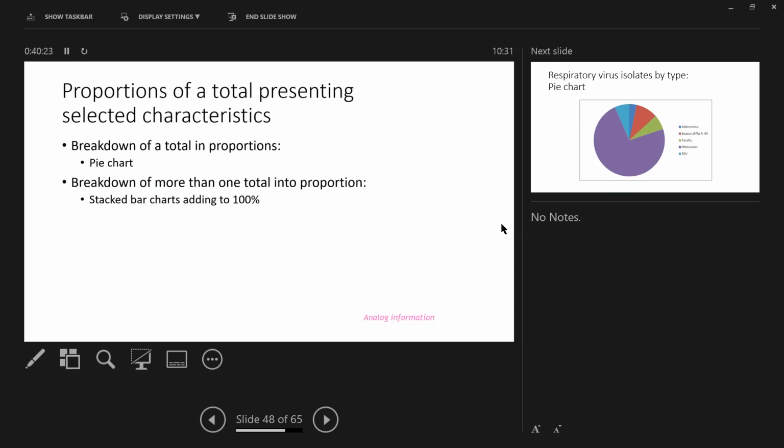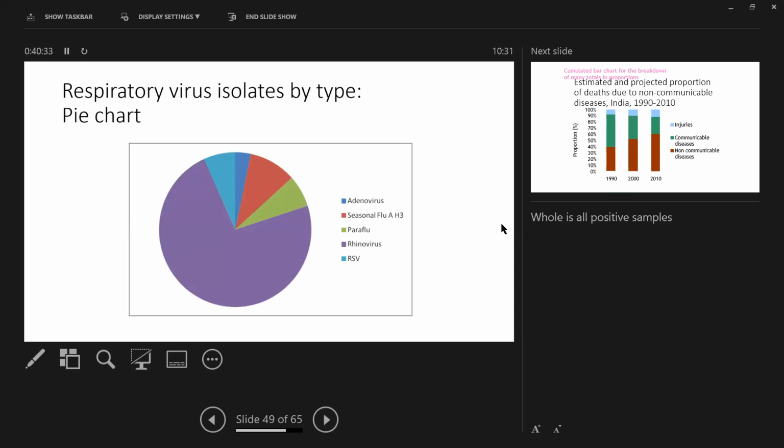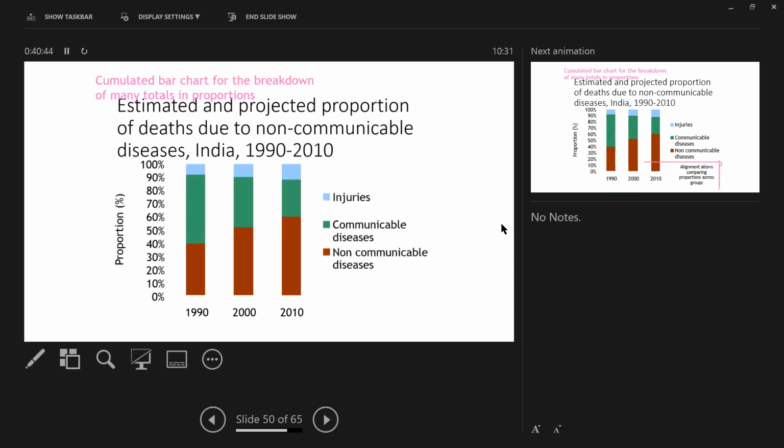Pie charts and stacked bar charts are sometimes good. They're used less often, but sometimes useful. If you want to show the breakdown of a total in proportion, for example respiratory virus isolates by type, this is a good way to present it using a pie chart. If you want to look at the relative distribution over time, for example why people turn up to emergency departments in different time periods, your total is always 100%, but the proportion changes. This is a very nice and easy way to visualize it.